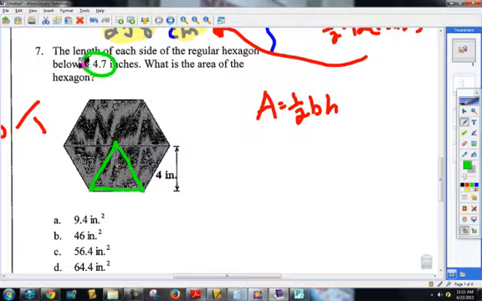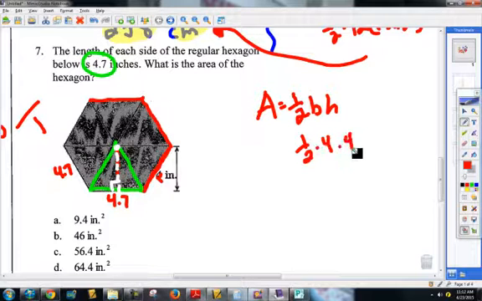You're not thinking correctly. The length of each side is 4.7. That means that this is 4.7. This is 4.7. This right here is 4.7. This is 4.7. This is 4.7. Does that make sense? This 4 right here is just representing, let me do it in a different color, from the very middle straight down to that. It's just giving you the height of the triangle. Okay? So you do that 1/2 times 4 times 4.7, and you're going to get 9.4.